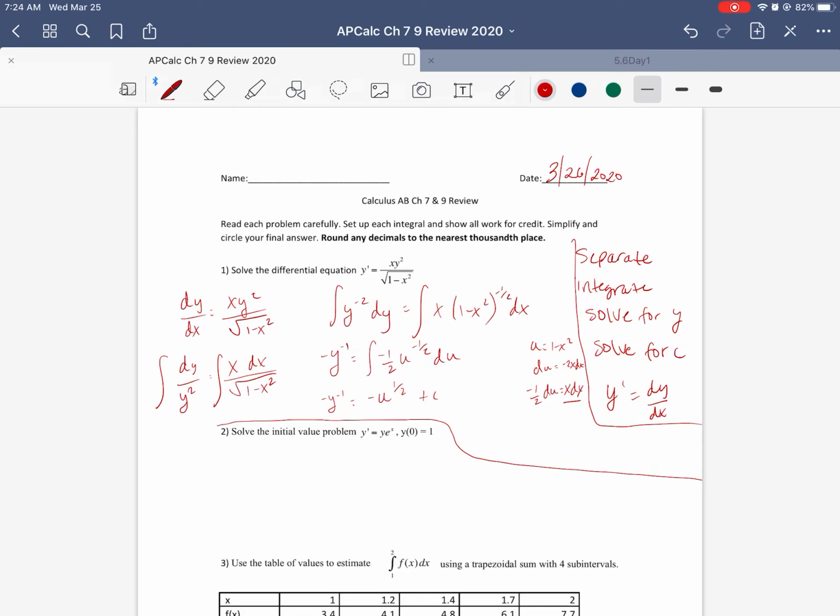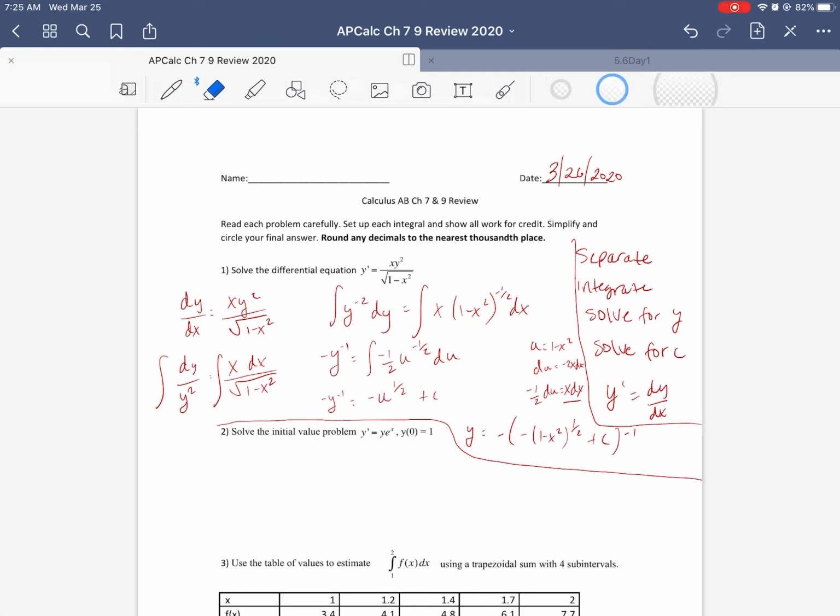Gonna run out of room here. Get a little bit more. Okay, so I can replace the u, and I still need to isolate that y. So I'm gonna have to divide by a negative 1, and I'm gonna have to reciprocate this entire thing. Apply a negative 1 to the other side. So if I do that, I would have y equals the negative of, I'm just going to show this as a whole quantity, negative 1 minus x squared to the 1/2 plus c to the negative first power.